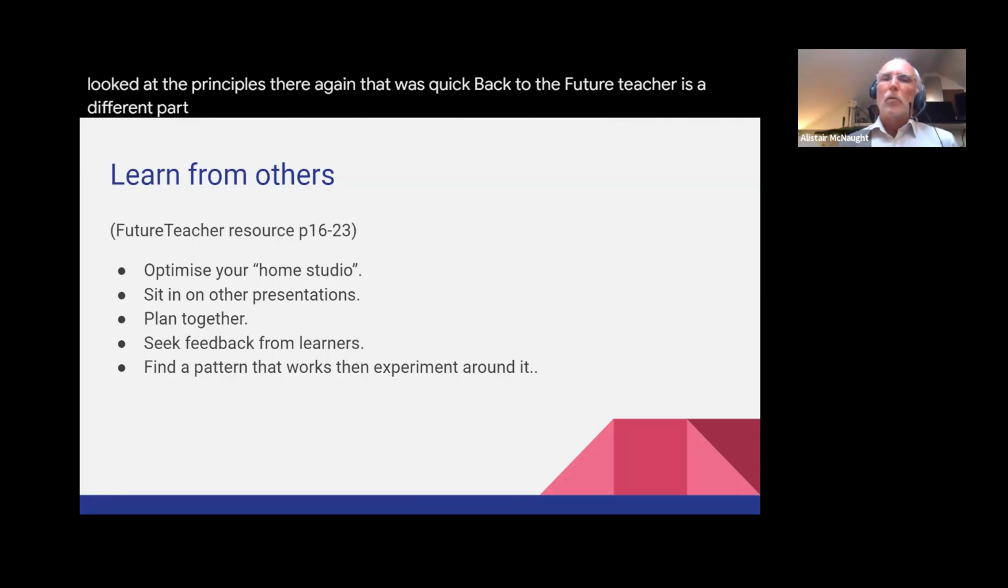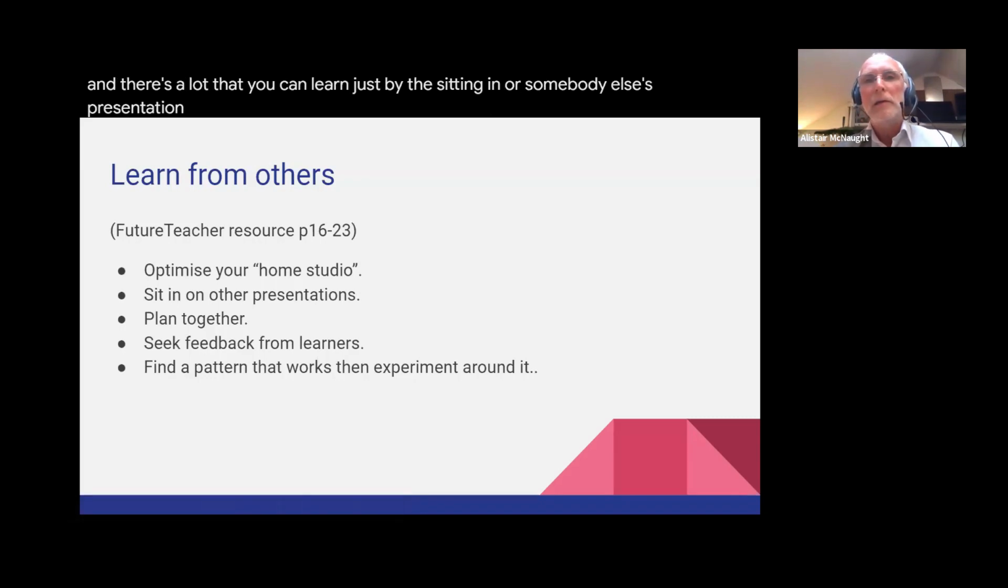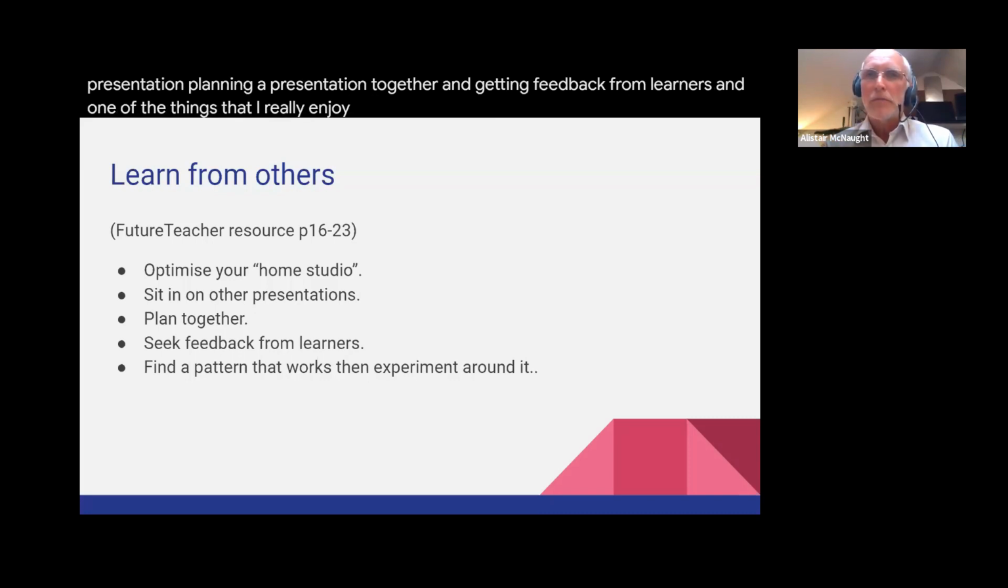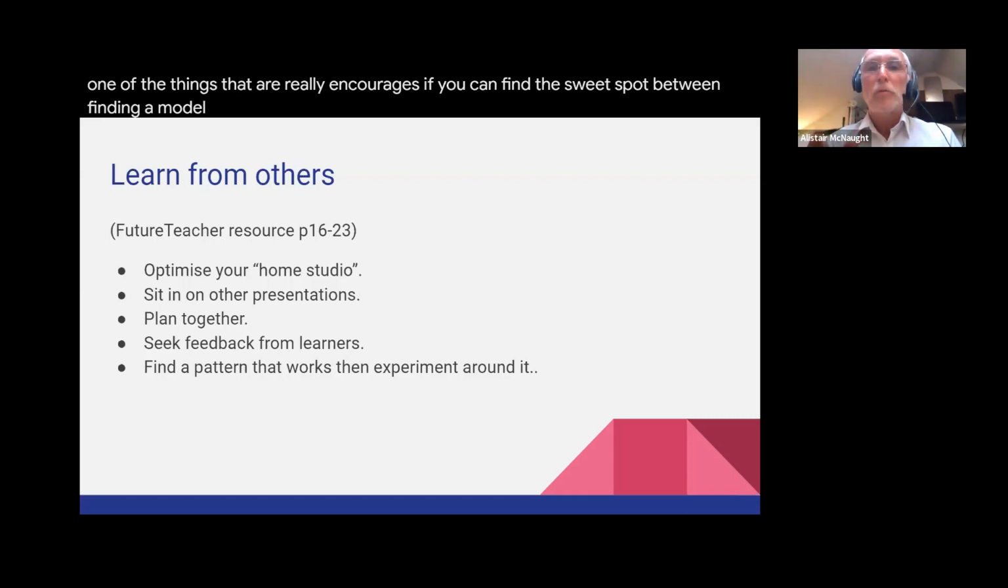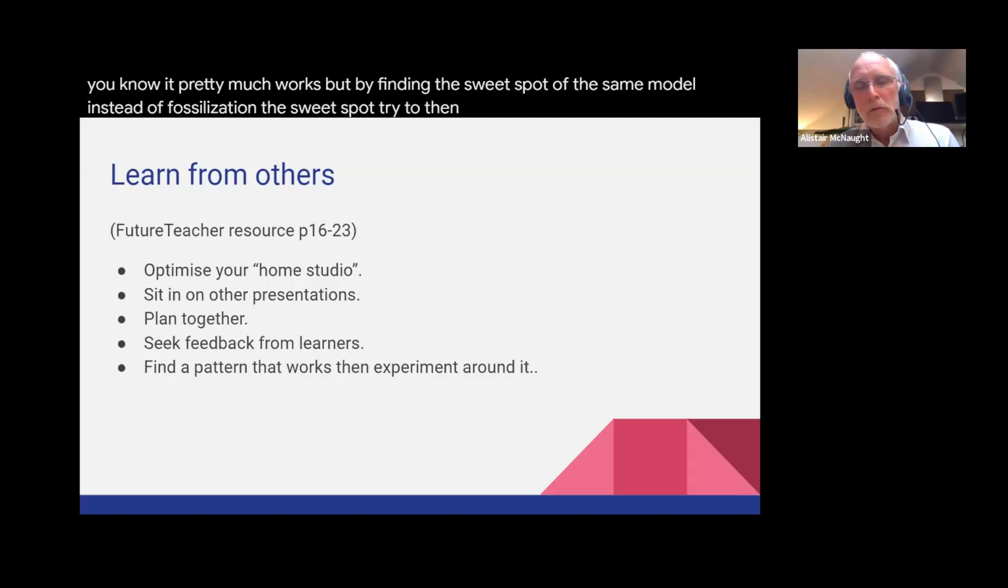What I want to look at now is this whole thing about learning from others, and there's a lot that you can learn just by either sitting in on somebody else's presentation, planning a presentation together, getting feedback from learners. And one of the things that I really encourage is if you can find the sweet spot between finding a model that works, so you can do the same kind of thing each time, and it pretty much works. But by finding that sweet spot of the same model, instead of fossilizing the sweet spot, try to then do some experimenting around it.